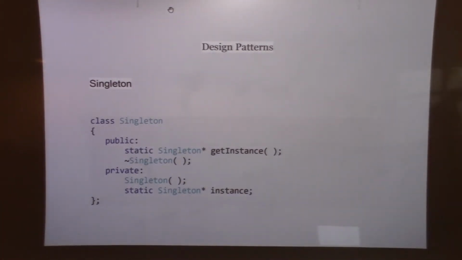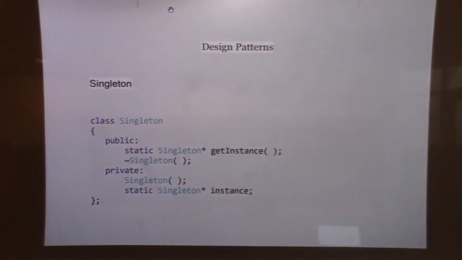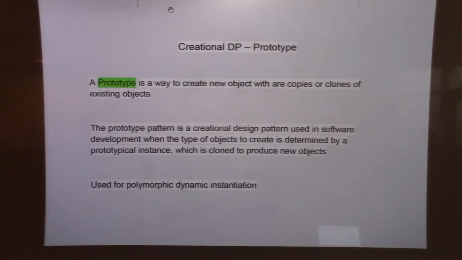So next time somebody says, I need you to create this project, but I can only have one copy of this object, you don't have to be all like, oh, how am I going to do that? Singleton pattern. Okay? So these are still creational patterns. The prototype design pattern is very, very interesting. A prototype is a way to create new objects which are copies or clones of existing objects. How many of you know the Java language? Have you heard of the clone method? The clone method actually is a prototype design pattern implementation.